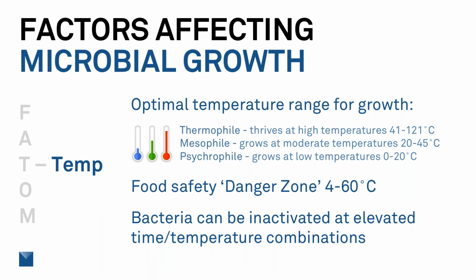So refrigeration, but Listeria, as an example, can grow in anaerobic conditions refrigerated. So Listeria is real trouble at low temperatures. That's why we have the food safety zone between 4 and 60 C, which is about 40 to 140 degrees Fahrenheit, because that's that moderate zone where a lot of microbes grow. But bacteria can be inactivated at elevated time and temperature combinations. So we're talking about retort, which is why we have that.